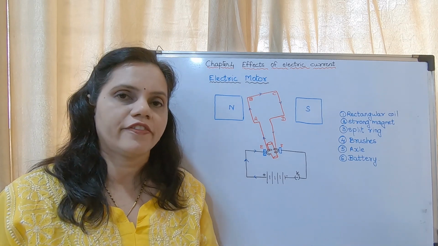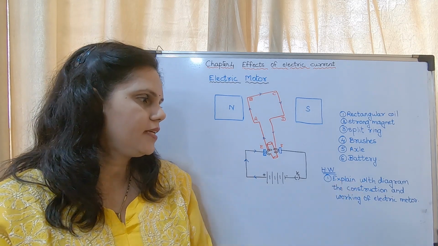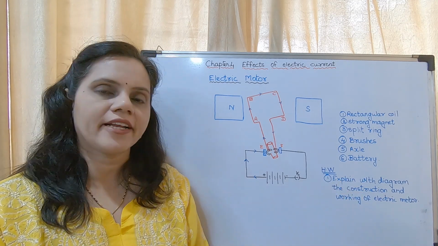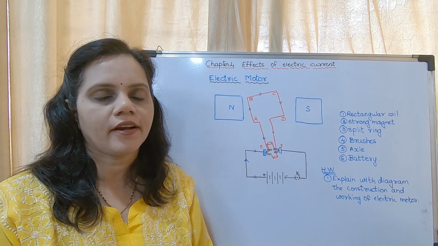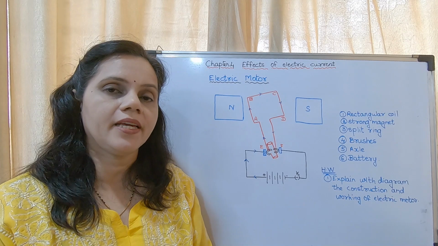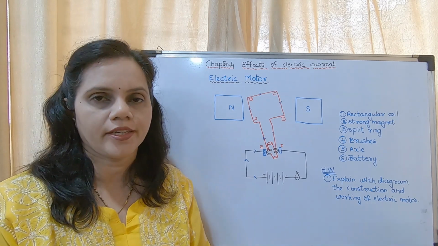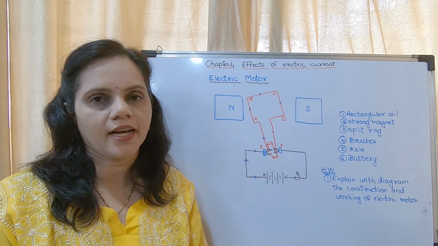Now the homework for today, only one homework for today. It is to explain the diagram and construction of working of electric motor. It is a very important question. You have to learn today Fleming's left hand rule and the working of electric motor. If you are having any doubt, you may ask. Thank you.